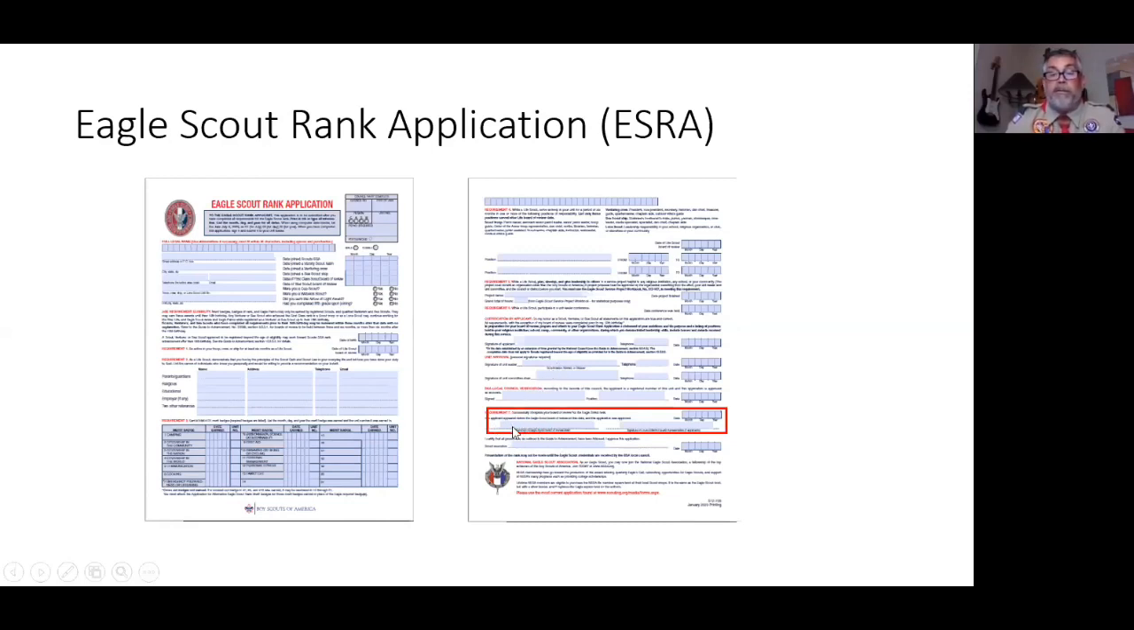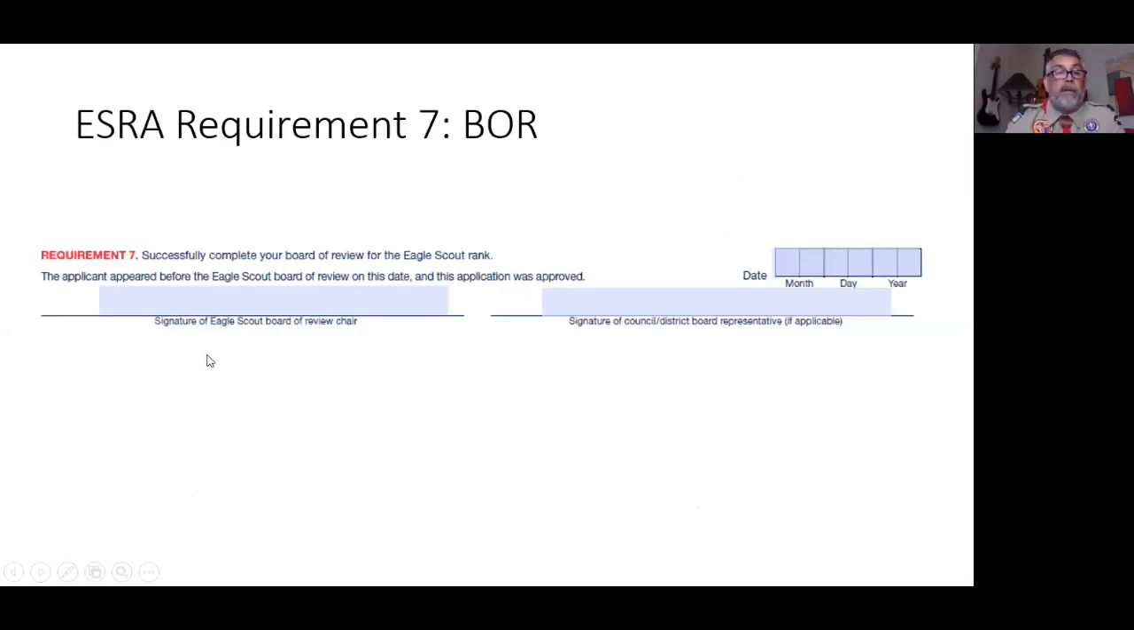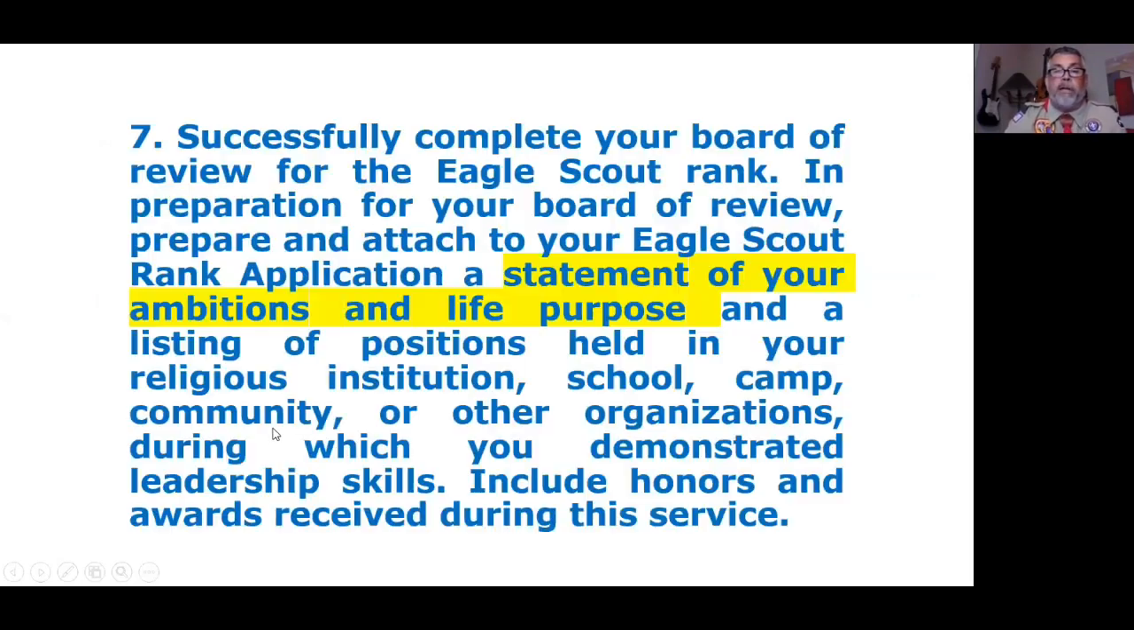And then down here, the last box is requirement 7, successfully complete your board of review for your Eagle Scout rank, and the signature of the board of review chair. That is not anybody from our troop. That will be somebody from the council who conducts your Eagle board of review. And they will sign this. So you don't have to worry about that on that second page. You've got to sign it, but other than that, pretty much the rest of the signatures are the approvals saying that you did it.